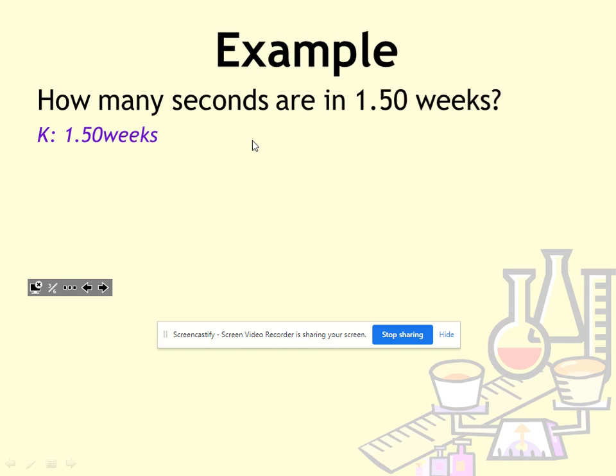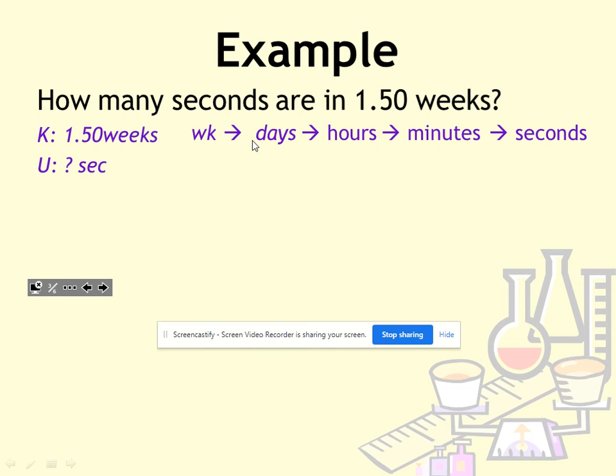My known is 1.50 weeks. My unknown is seconds. Again, optional if you want to write that. I essentially need to go from weeks to the next lowest unit that I can go to. Well, I can go to days. I know how many days are in a week. From days, I can't go to seconds, but I can go to hours, and then from hours to minutes, minutes to seconds.